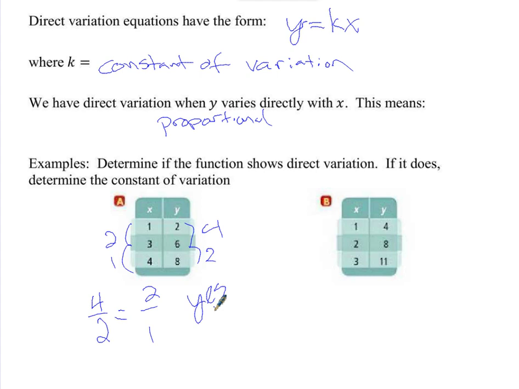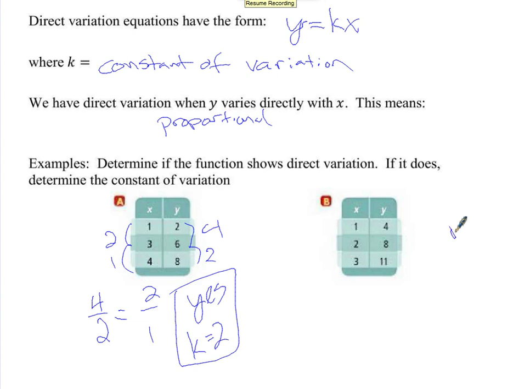The constant of variation is going to be whatever this ratio is that you just made. 4 divided by 2, or 2 divided by 1, which is what? It's just 2. It reduces down to 2. So k, the constant of variation, equals 2. There's your answer. Go ahead and do the second one.